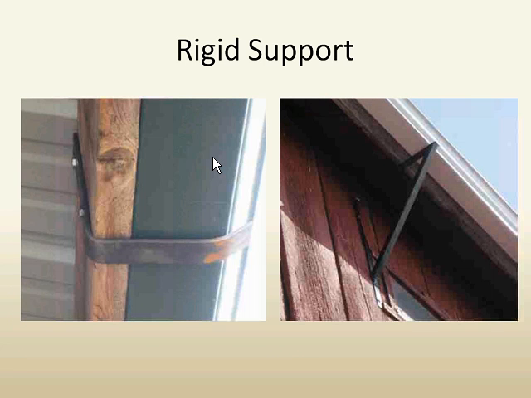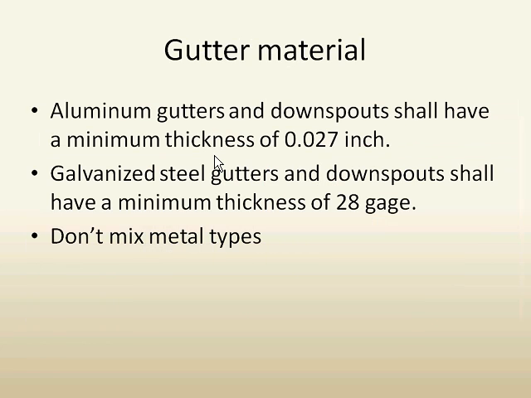Some of these brackets are fashioned to fit your particular situation. So the standard does talk a little bit about the gutter material itself. Aluminum gutters and downspouts should have a minimum thickness of 0.027 inch, and galvanized steel gutters and downspouts should have a minimum thickness of 28 gauge. That's pretty much industry standard. And again, don't mix metal types.